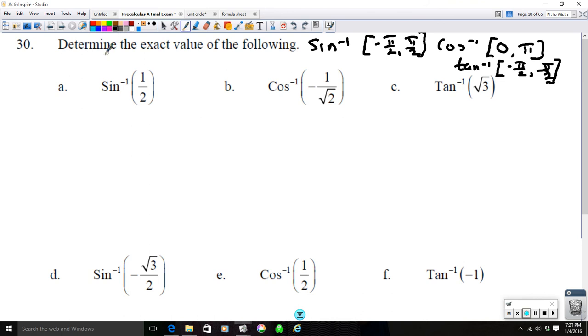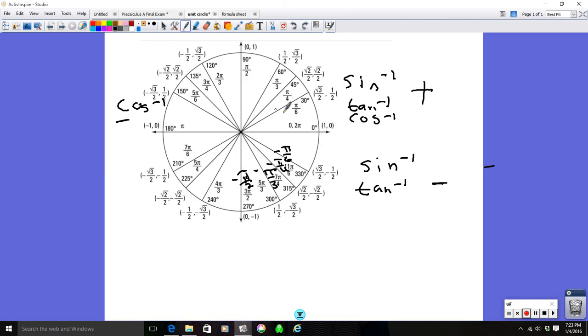So we're doing sine inverse of negative 1/2. So you jump to your unit circle, and again, sine inverse is saying what is the angle when sine is equal to positive 1/2. So that angle is pi over 6.